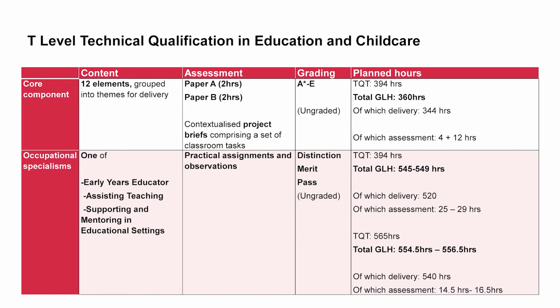Those elements are each arranged around topic areas in education and childcare that you will be familiar with if you've taught in this area before. So things like child development, legislation, behaviour and so on, all of which will make up that core. Each exam will be two hours in duration, and the employer set project is arranged through a controlled scenario type. Students can choose from either early years or assisting teaching scenarios. Grading from the core for the external assessment is A* to E.